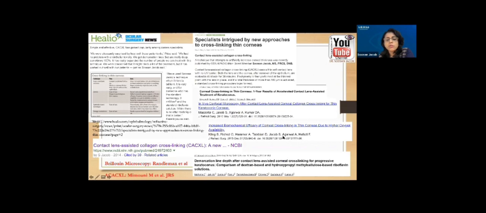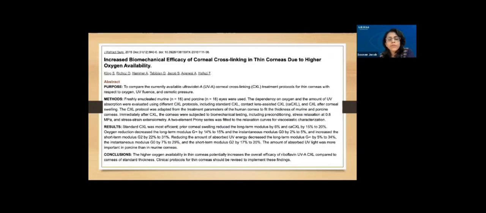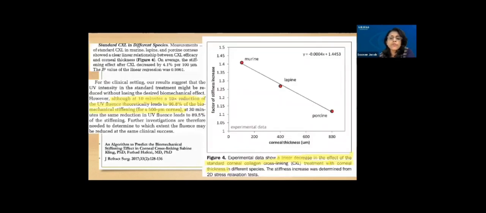And of course, we've also had a study together with Farhad Hafezi on thin cornea cross-linking with CACXL. So this was a study with Hafezi and Kling, which actually showed that thin corneas have higher oxygen availability, and so the cross-linking that you get with thinner corneas may be better or more effective than thicker corneas.